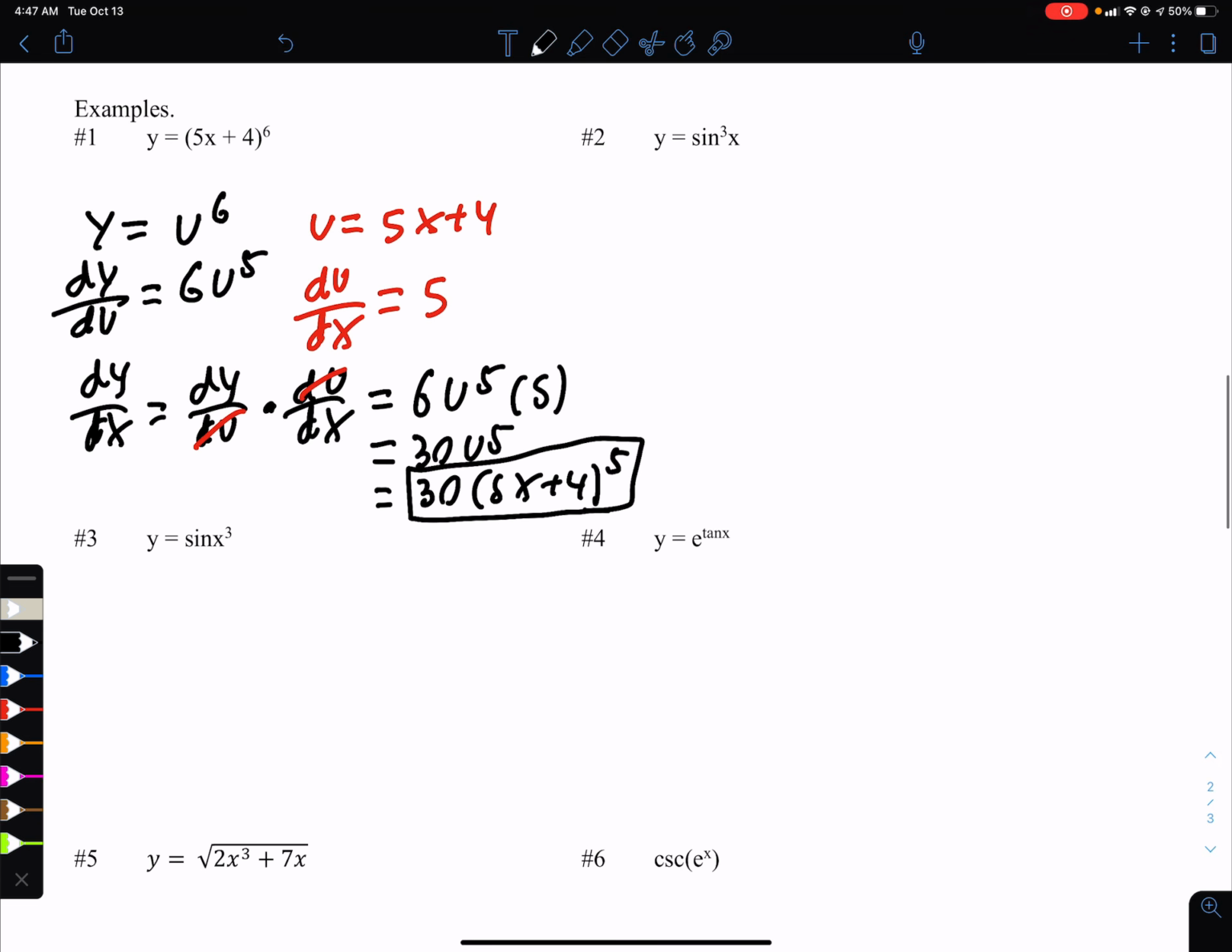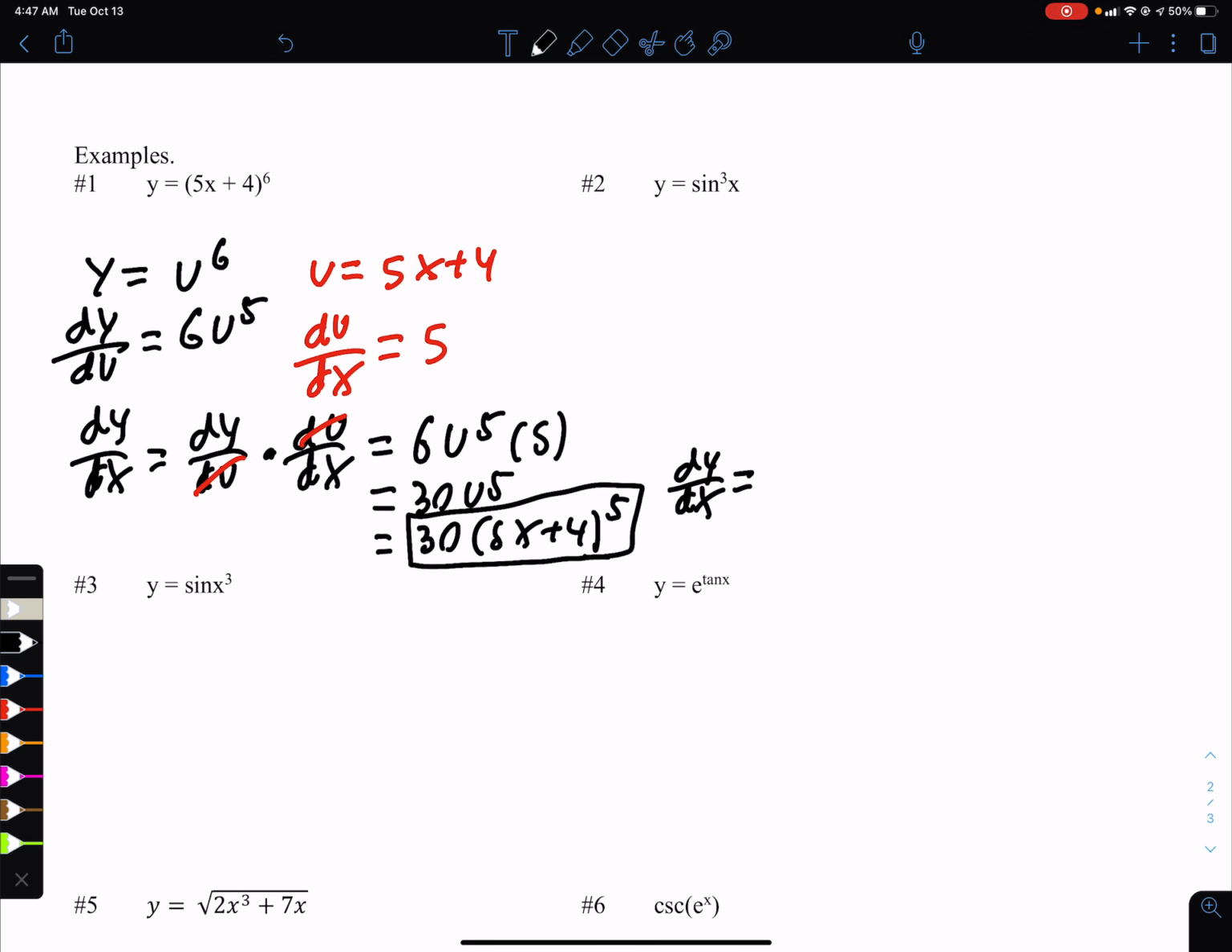So the next one, I'm going to show you what's going on. Number 2, our function's y, our variable's x. So ultimately, what we're trying to find is dy dx.